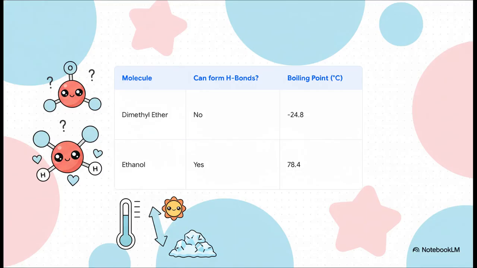And this is the absolute perfect demonstration. Dimethyl ether and ethanol are isomers. Same exact atoms, same exact mass. But in ethanol, you've got a hydrogen attached to an oxygen. That means it can form hydrogen bonds. Dimethyl ether doesn't have that. The result? Ethanol boils at 78.4 degrees Celsius, while dimethyl ether boils way, way down at minus 24.8.